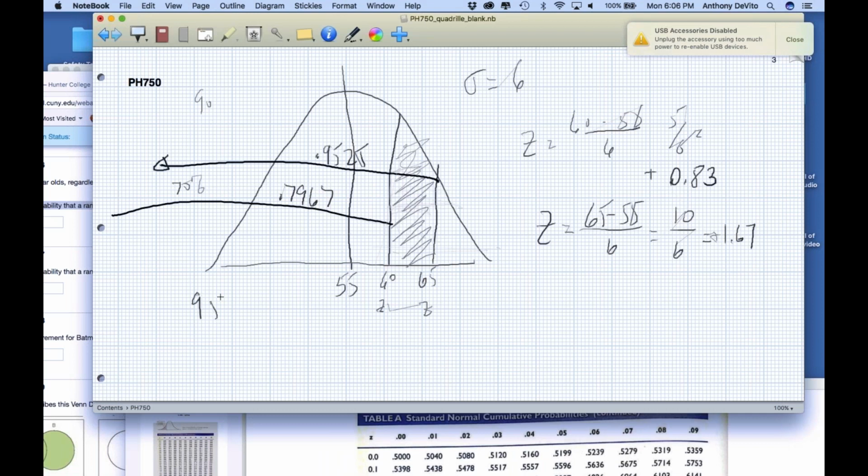So 0.9525 minus 0.7967. Bring that over there, and that's 8, right? 8, 4, that's 11, 5, 4, carry that over here, 14, 5. I'll show you the old school way of doing this, right? It's about 15.5%.